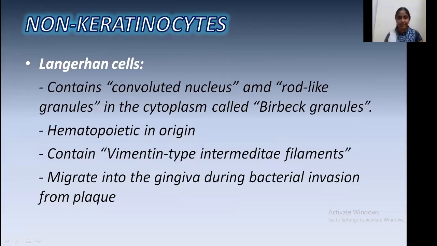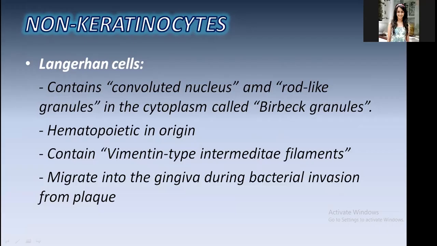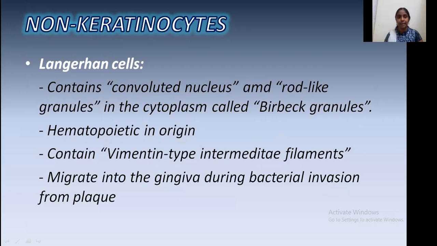Next one, Langerhans cells. They contain a convoluted nucleus and rod-like granules in the cytoplasm called Birbeck's granules. One word to note: Birbeck's granules are found in what type of cells? Answer is Langerhans cells. Langerhans cells are hematopoietic in origin. They contain vimentin type intermediate filaments. They migrate into the gingiva during bacterial invasion from plaque.